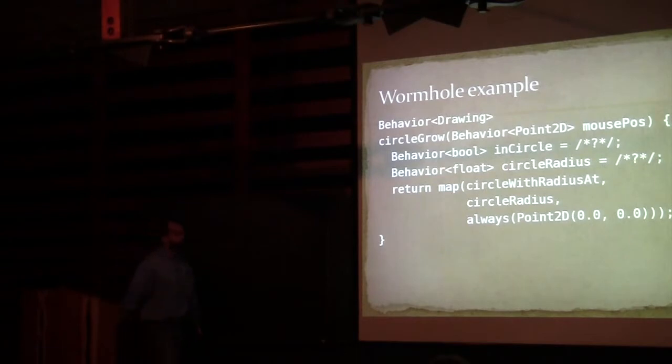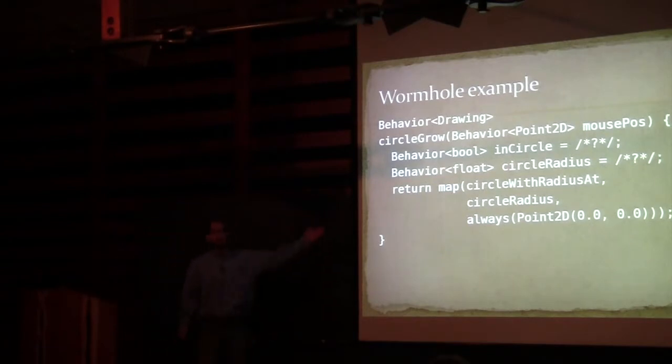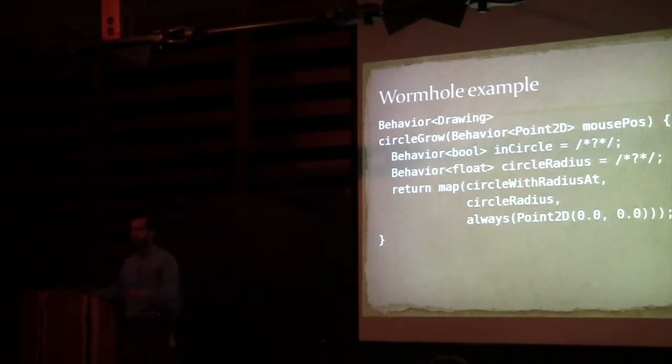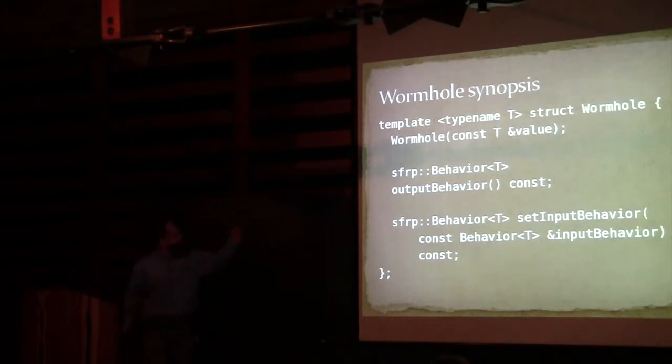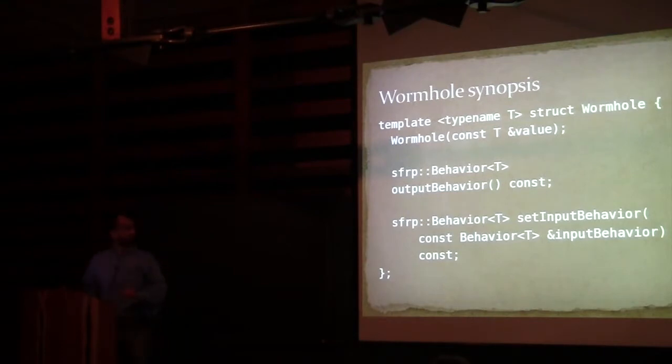And in Haskell, that's not a problem, right? You can refer to names, one before the other, doesn't matter the declaration order. But in C++ you can't. So what I did is I made this wormhole idea. And this is just a synopsis of it. You create a wormhole. Well, this is the synopsis. You can ignore it. Let's look at the usage.